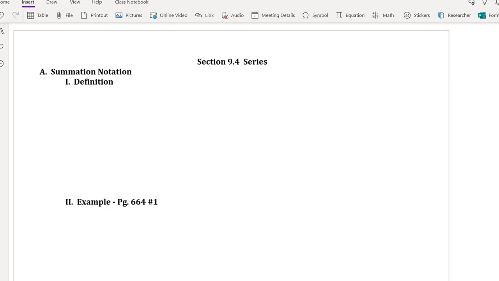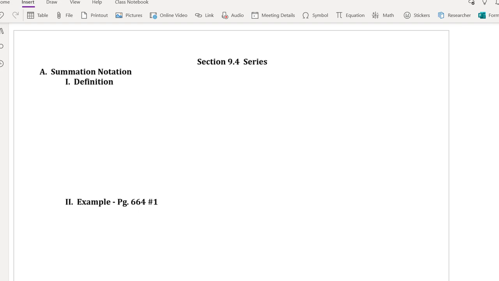This is section 9.4, series. This section goes right along with section 9.3, where we're going to take sequences and sum them together to make series. We're going to look at finite and infinite series, and we're going to look at two special types that are pretty common. So let's start by defining some terminology that will be helpful for this section.